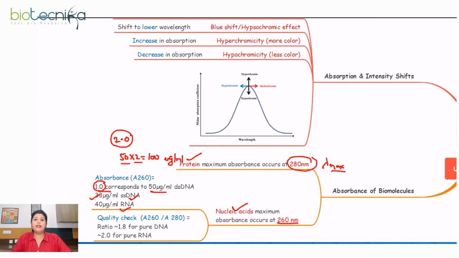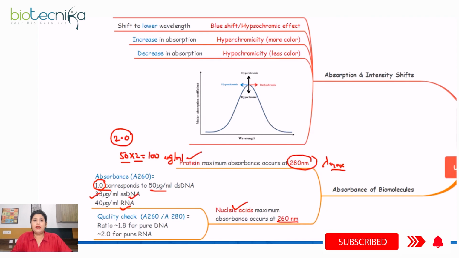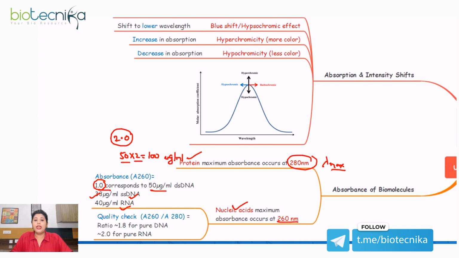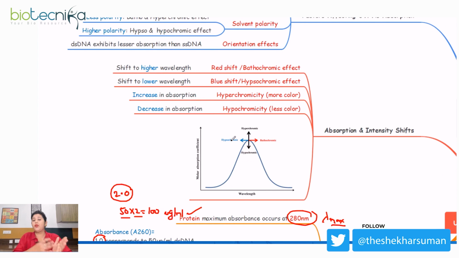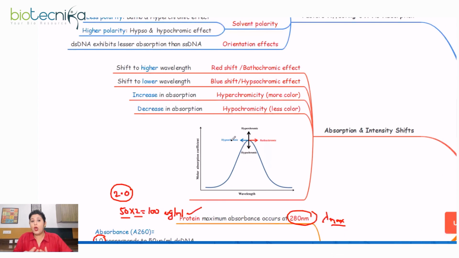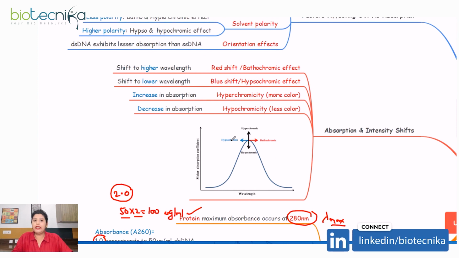Now coming to absorption and intensity shifts. Always remember that the environment in which your biomolecule is present also plays a very important role. Like a protein, is it in a polar environment or non-polar environment? Based on these environments, the environment in which the biomolecule is present, they affect the absorption. So you will be able to see the shifting in the wavelength at which the absorption is occurring, so it can shift to higher or lower wavelength, or similarly the absorption coefficient can be shifted, like it can increase or decrease.